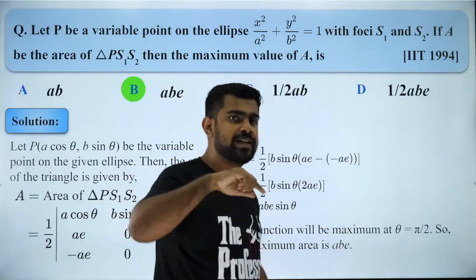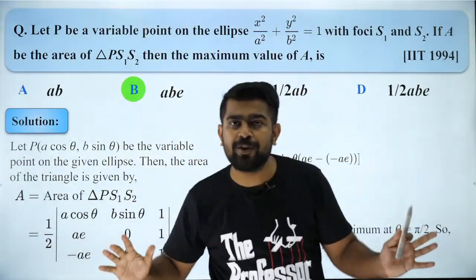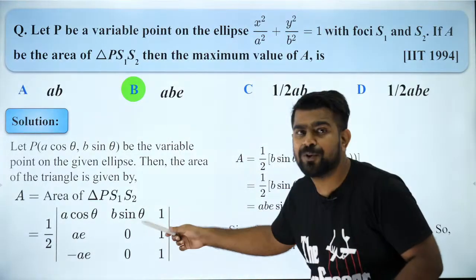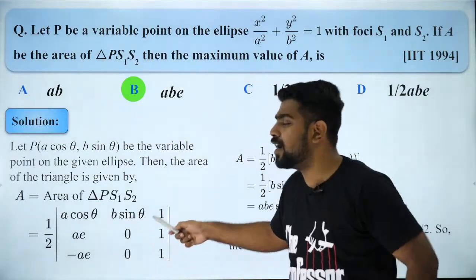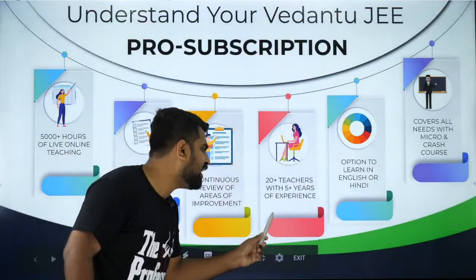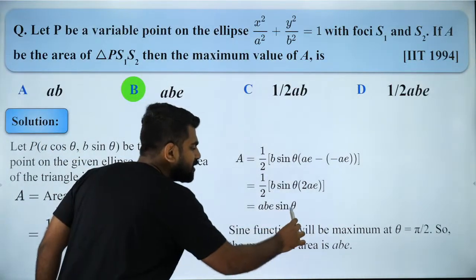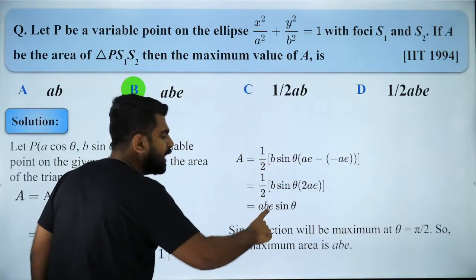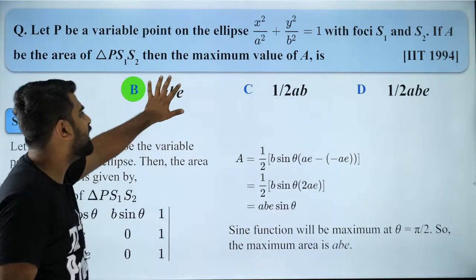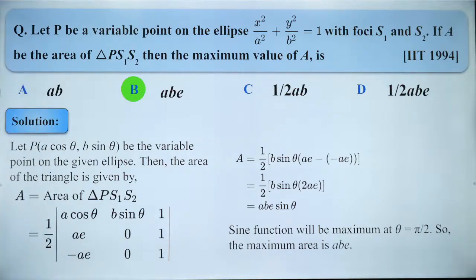That was the first method. I guessed it to be the end point of minor axis. But if you're not able to think like that, then you can go by procedure. So if you go by procedure, this is how you're supposed to do. And when you do that, you will get the area to be ABE sin theta. So if you want it to be maximum, your sin theta should be maximum, 1. And because of that, the area will be ABE, which is option B, which is the right answer. Are you all clear? Are you guys clear? Everybody?